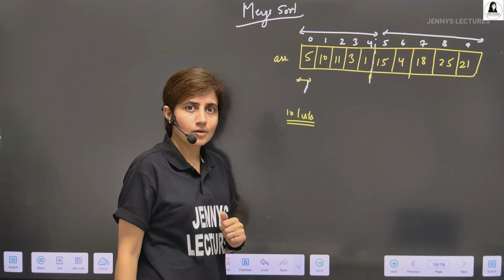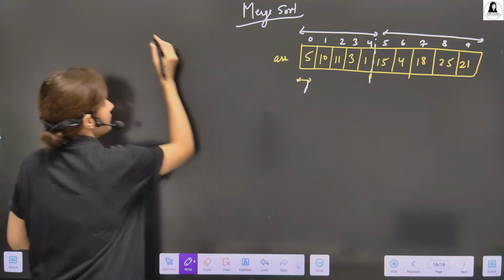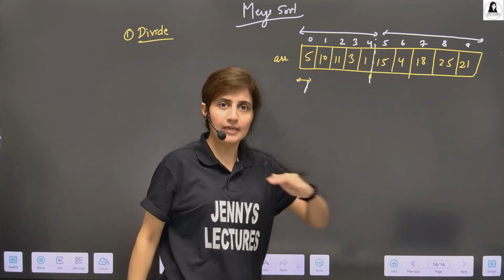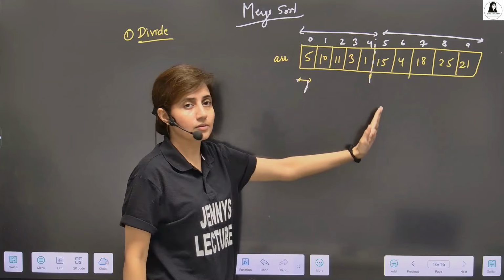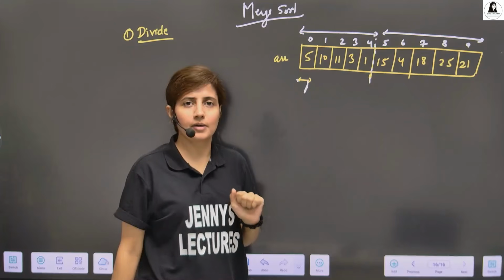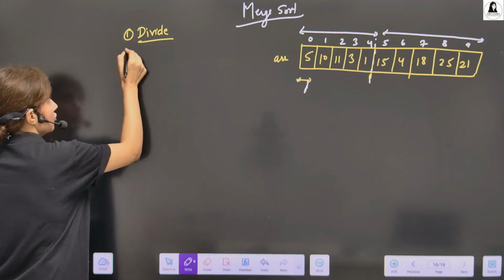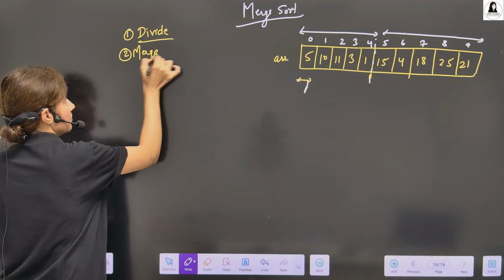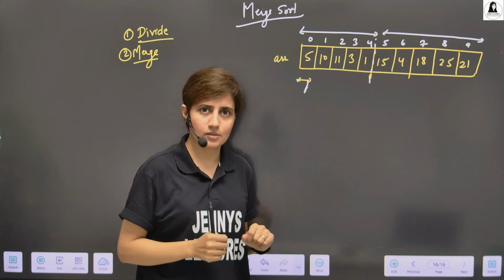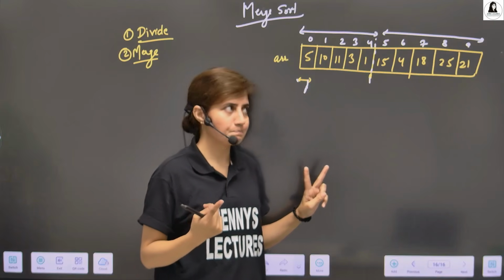We know how to merge. So there are basically two steps in merge sort. The first step is divide: we divide the array repeatedly into halves until each subarray has only one element. We keep dividing, again and again. The second step is to merge those sorted lists, and ultimately you will get a finally sorted list.